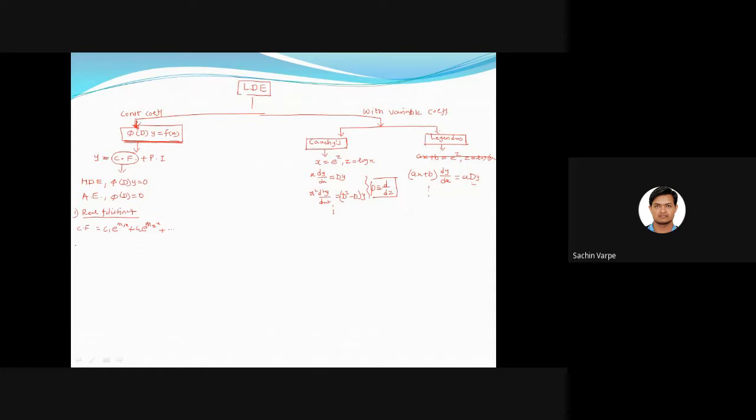If the roots are repeated, suppose m1 equal to m2, first two roots are repeated and the rest of the roots are not equal. So in case of real and repeated roots, if m1 is equal to m2, then what is the complementary function? CF is equal to (c1 plus c2x) e to the power m1x plus the remaining for non-repeated roots, that is c3 e to the power m2x plus and so on.